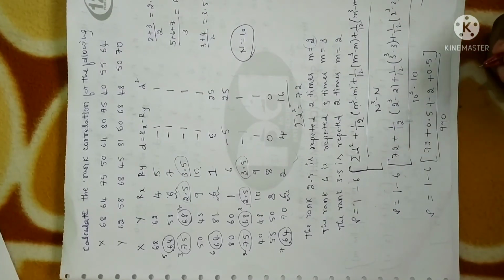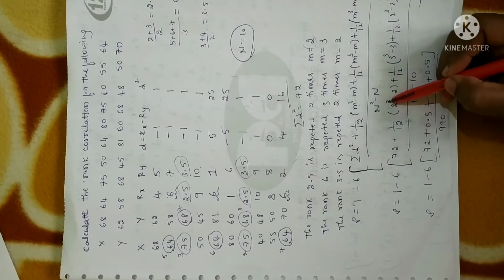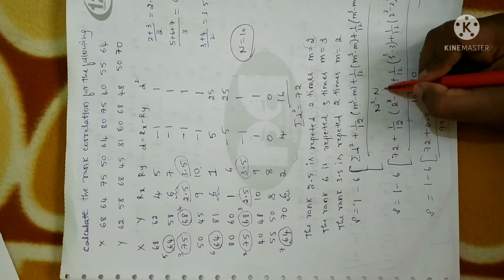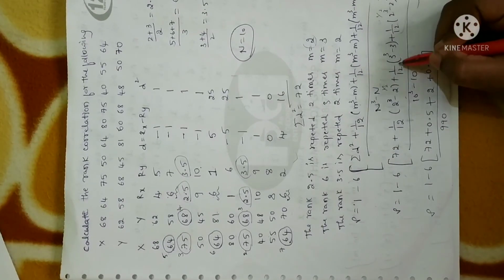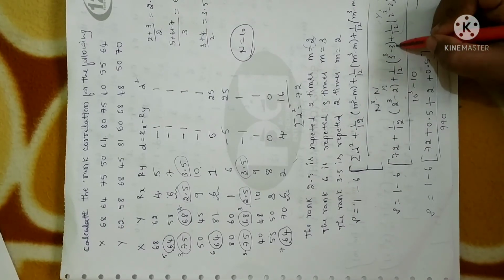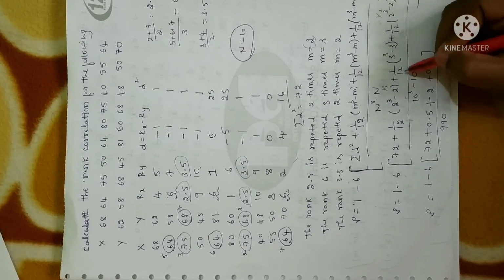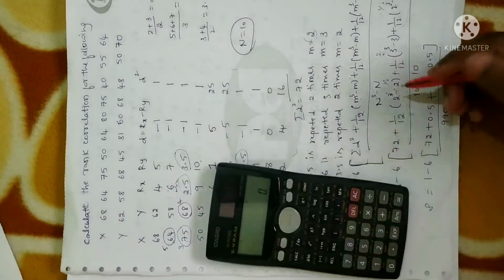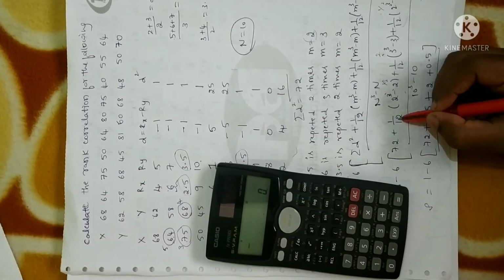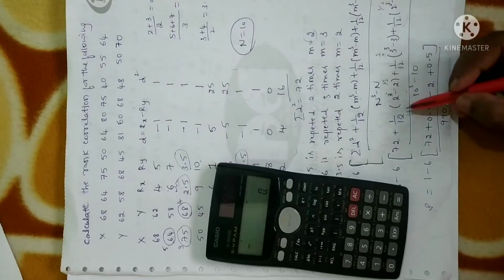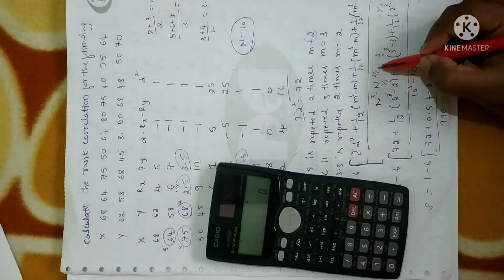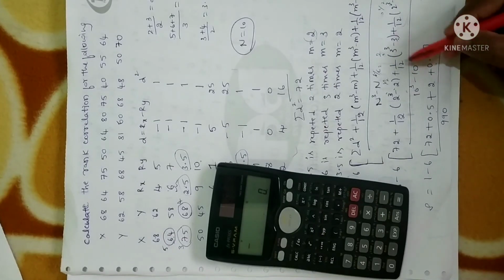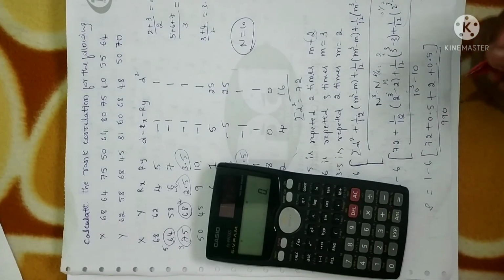Divided by 990. See here, 2 cube is 8. 8 minus 2 is 6. 6 by 12 is 1 by 2. Again this term is also 1 by 2. Here also 1 by 2 you will get. But here 3 cube is 27 minus 3, 24. 24 by 12, so you will get 2 here. So 6 by 12 is 1 by 2, which is 0.5. Again you will get the same term, 0.5. Here 24 by 12 is 2. 72 as it is.